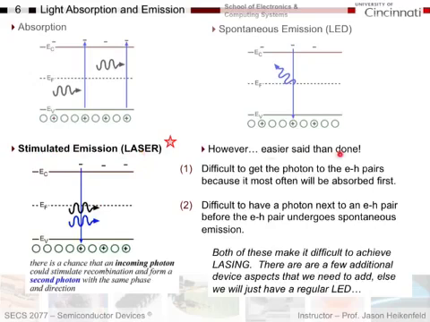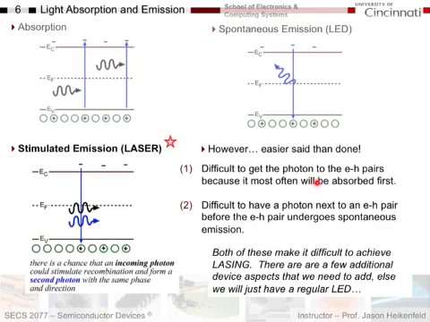Now, achieving stimulated emission, which is what drives things inside a laser, is easier said than done. One reason is it's difficult to get the photon to the electron-hole pairs, because most of the time the photon will be absorbed first. Think about it: if I have an electron-hole pair recombination which can create the second photon, that means the second photon will have an energy greater than the band gap, right? And that means this first photon will have trouble getting to this point because it could also be absorbed by the semiconductor, because it obviously has an energy greater than the band gap as well. So it's difficult to get to those electron-hole pairs before the photon is absorbed.